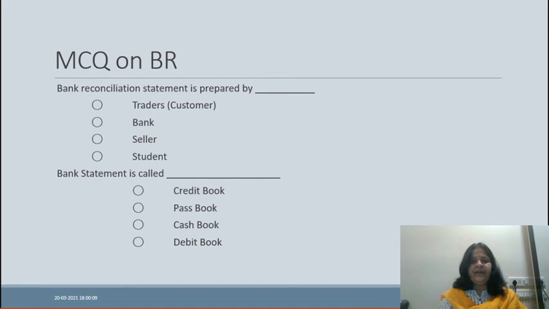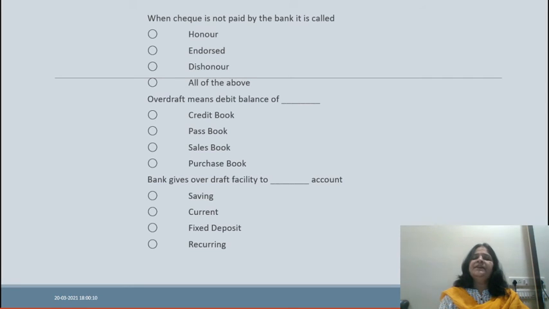It is prepared by the trader to know whether the banking financial transactions are recorded the same in our bank book and in the passbook. Bank statement is called credit book, passbook, cash book, debit book. Obviously its answer is passbook. When a check is not paid by the bank, it is called honor, endorsed, dishonor, all of the above. Its answer is dishonor.